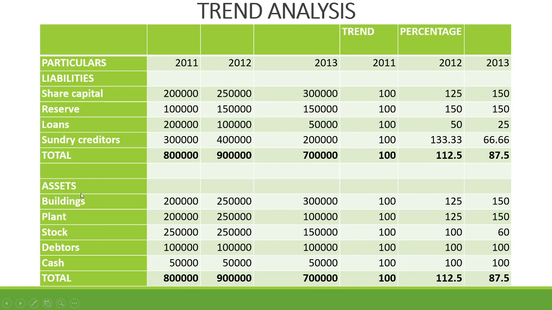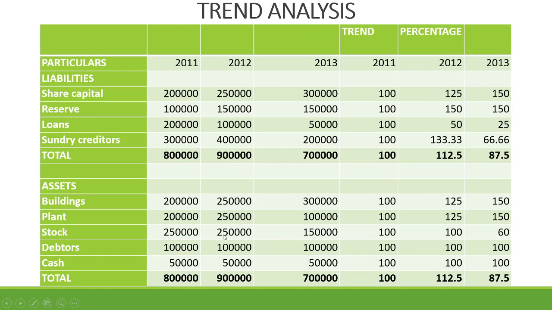Now coming to assets, so we have buildings, plant, stock, debtors and cash. So 2011 is the base year. The values are taken as 100. Now we will have to find out the trend percentage for 2012. So 2012 value 2,50,000 is the value of buildings. 2,50,000 divided by 2 lakh, that is the base year buildings value, into 100, that is 125. Again plant, 2,50,000 divided by 2 lakh, which is the plant value in the base year, into 100, 125.